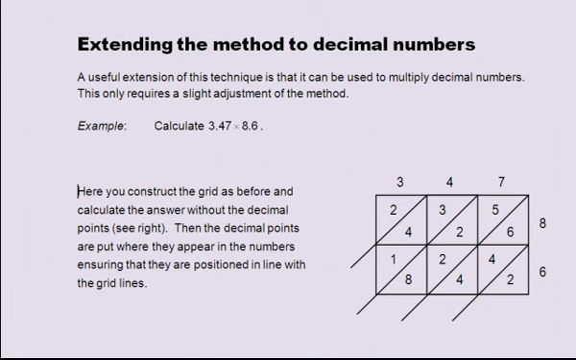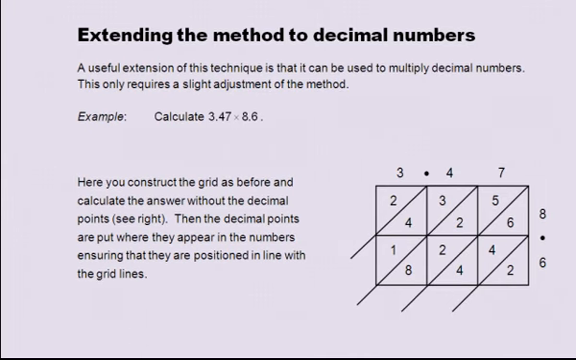You now insert the decimal points where applicable. The decimal point in the first number is between the 3 and the 4, so it is written here. Notice how it coincides with the line separating the first and second columns. The decimal point in the second number is between the 8 and the 6, and so it is written here. Notice that it coincides with the line that separates the two rows.